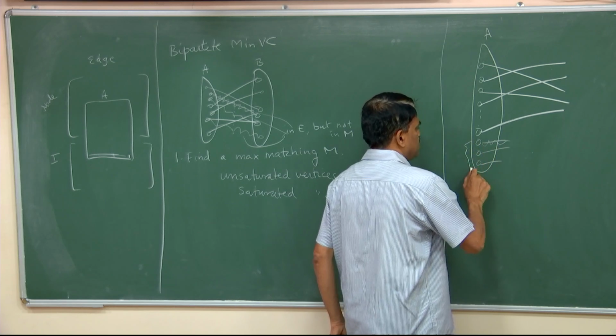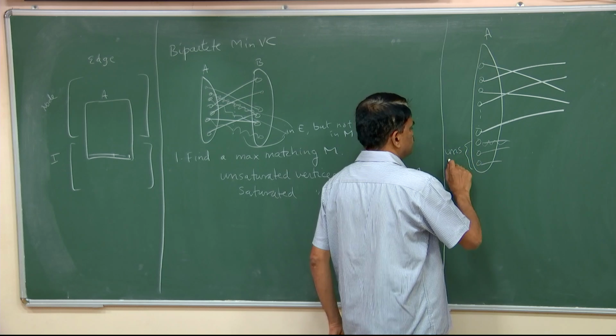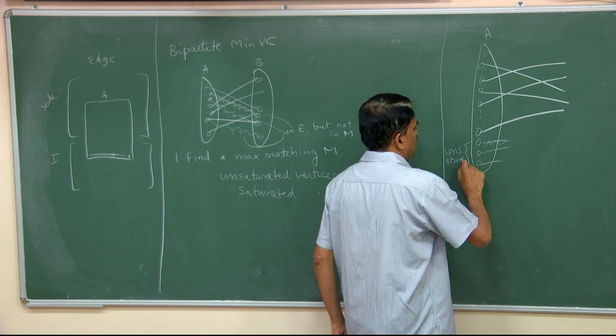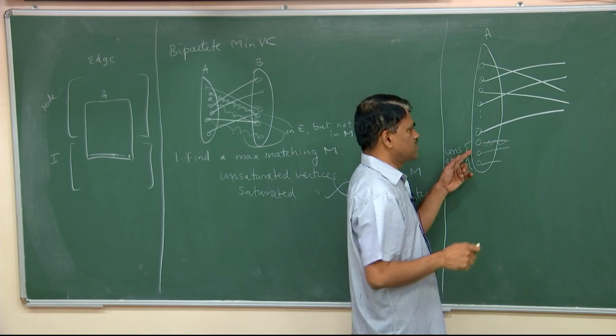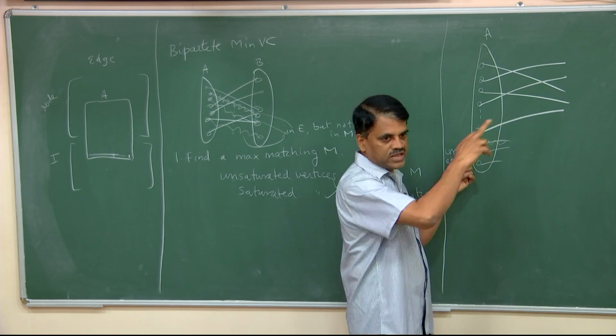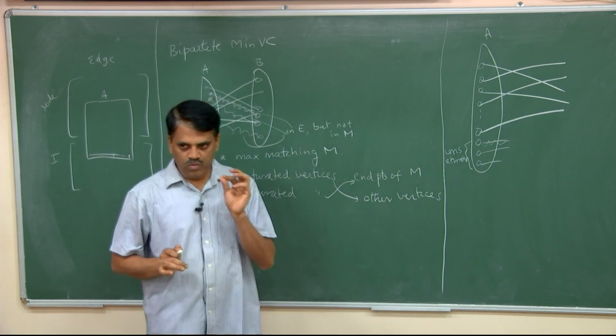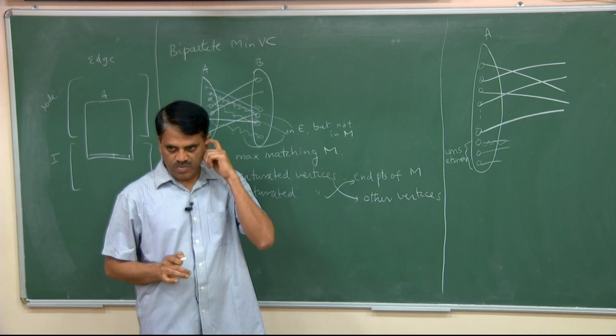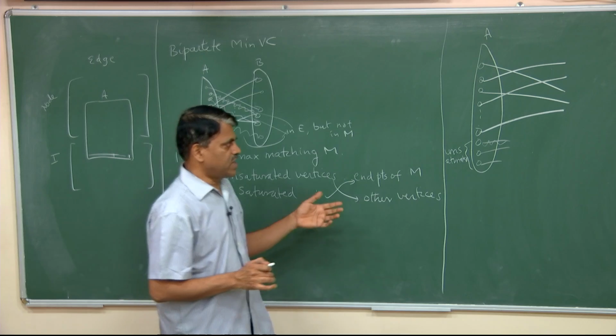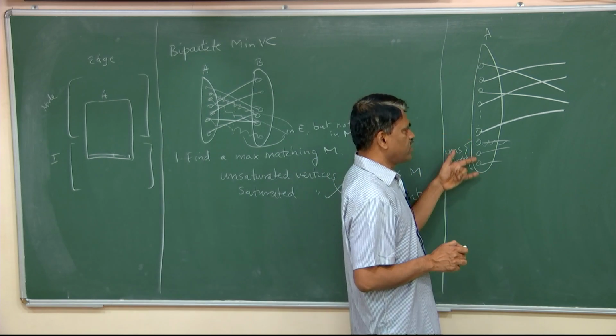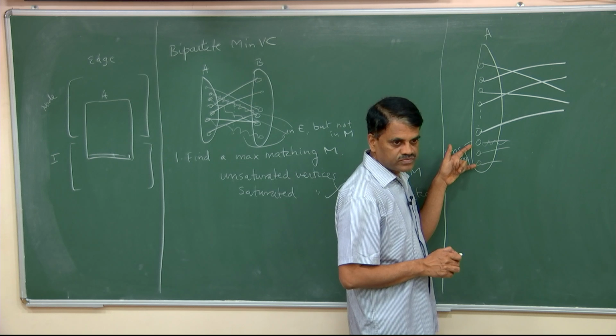These are unsaturated. I need to cover these edges. That means I need to pick this endpoint or its other endpoint. But my goal is to pick vertices only from matching edges. Okay. So what is the natural choice for covering edges incident on these vertices?